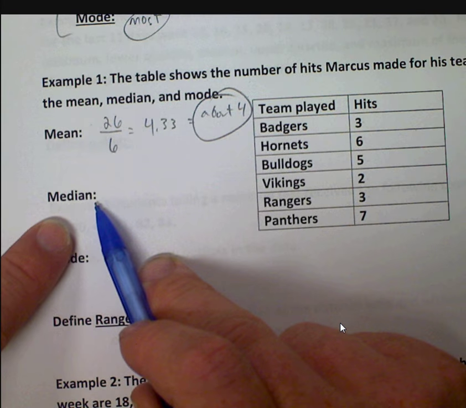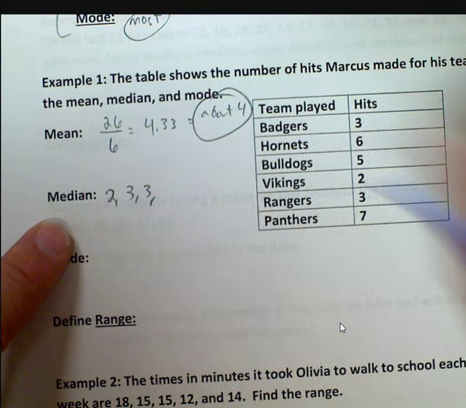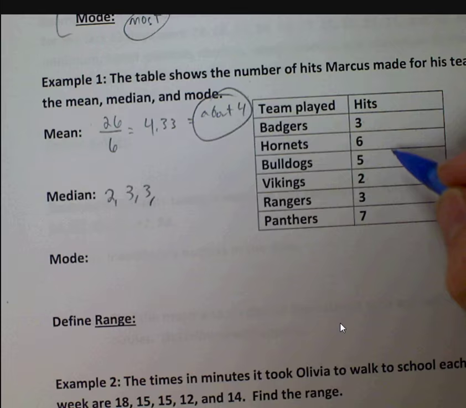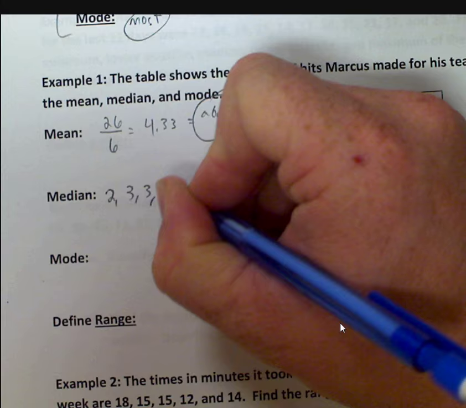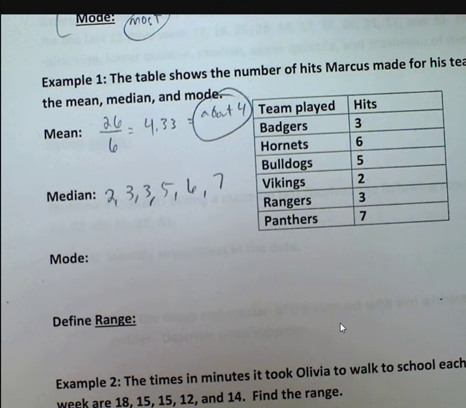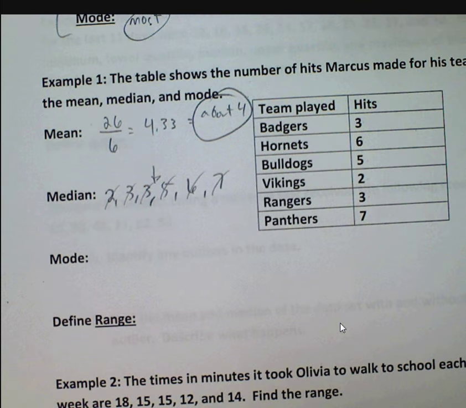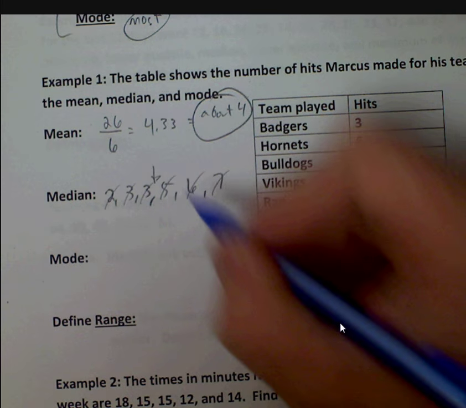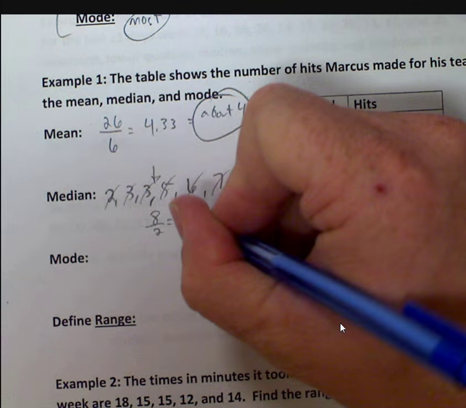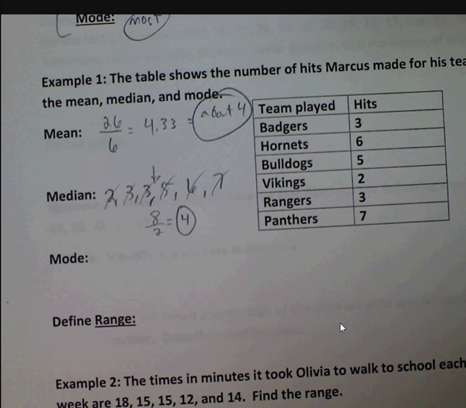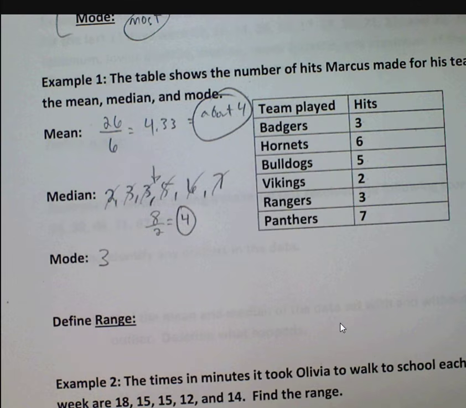The median is the middle number, so I need to put them in order. 2, 3, 3, 5, 6, 7. Small, big, small, big, small, big, and it's actually in between 3 and 5. If we don't know, we add the 2, which is 8, and then always divide by 2, 4. So my median would be 4. My mode is the most. Which one appears the most? The number 3 appears the most.